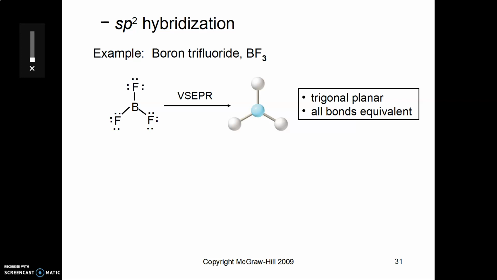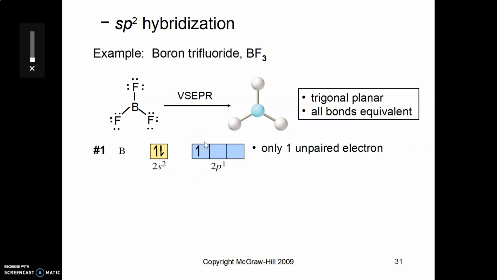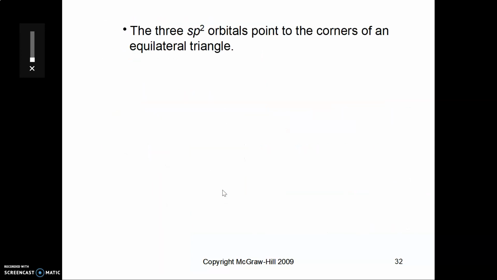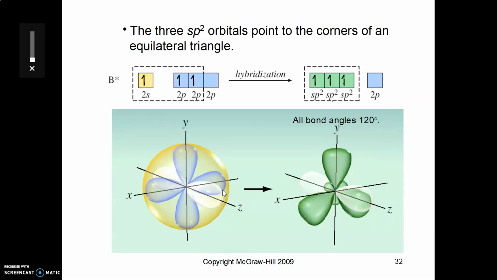Okay. Let's look at BF3, a different example. So trigonal planar, all bonds are equivalent. Boron is 2s2, 2p1, one unpaired electron. So we can do the same thing. We can hybridize again, and we can get 3 overlaps with 2s and 2p because we have another electron here that we didn't have in the last example.